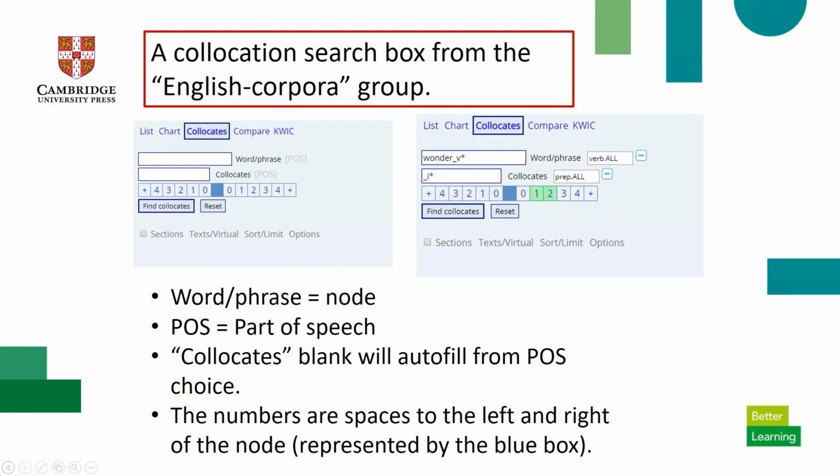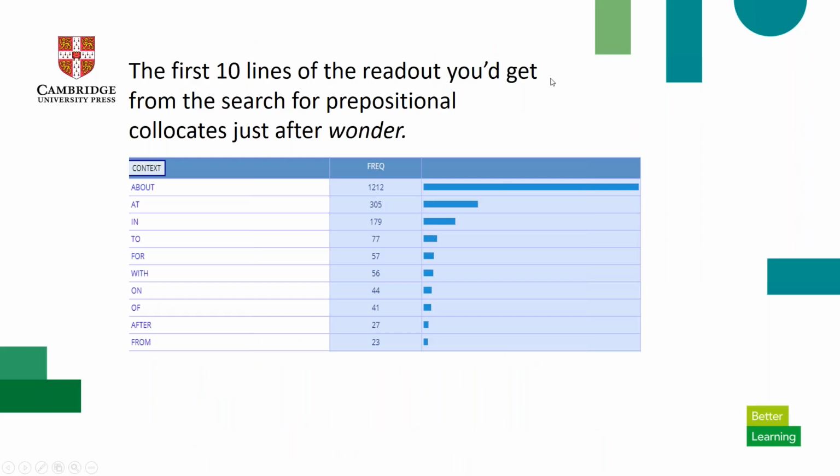Now, just for fun, let's see what happens when we search for the prepositional collocates of wonder. Well, this is what you get. Here is the first 10 lines of the readout that you'd get if you do a search like we just did. And if that's not revealing, I don't know what is.